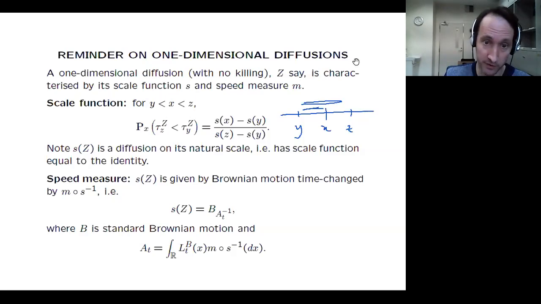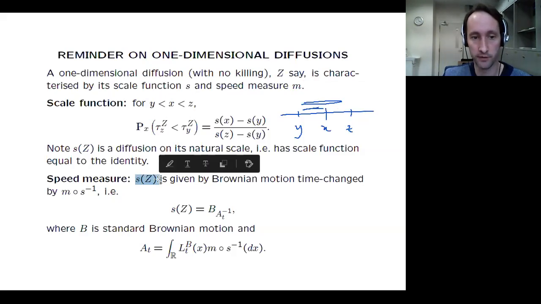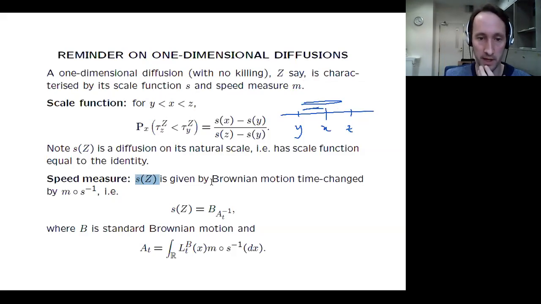On the other hand, we have the speed measure, which is, in a sense, telling us where the process likes to spend time. So in particular, where the speed measure is great, this is where the process likes to live. And because SZ is now a diffusion on its natural scale, it turns out that this means it's a Brownian motion time changed by some measure. And actually, the measure that we should be looking at is just this invariant measure pushed forward by the scale function here.